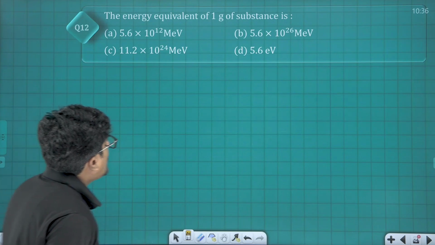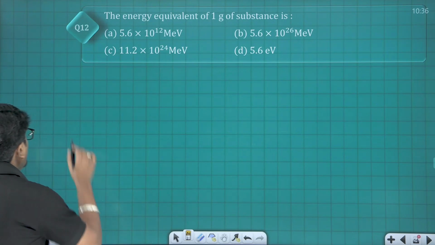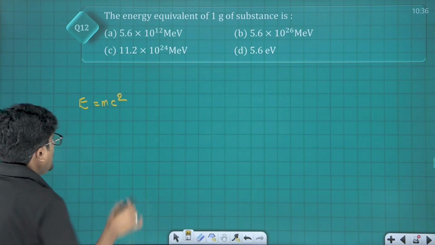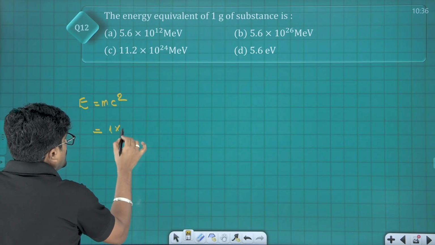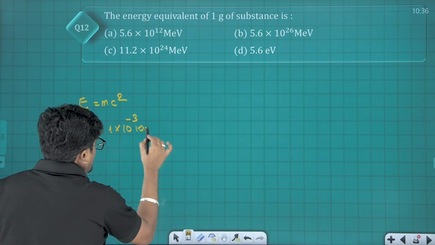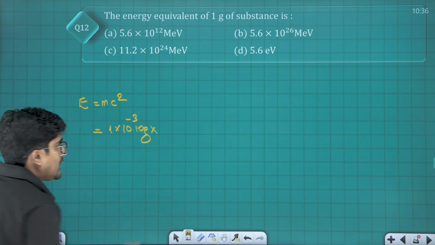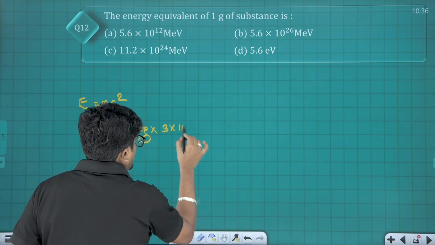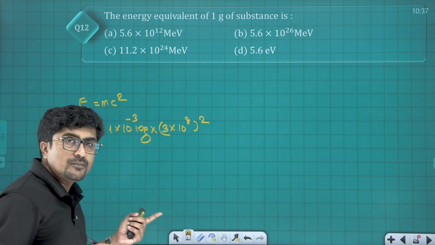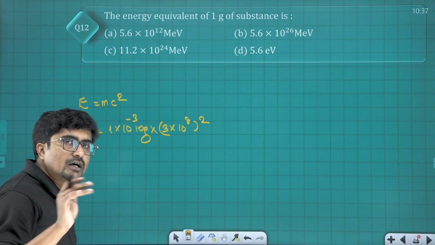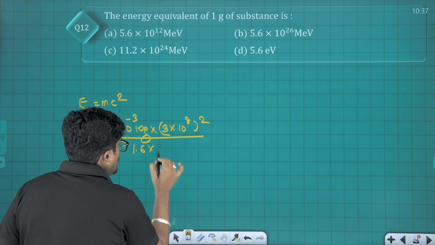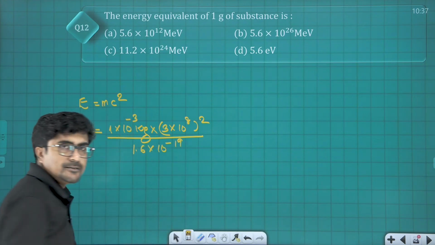The energy equivalent of 1 gram of substance is, we all know that E equal to mc square. And what is the mass here? 1 into 10 to the power minus 3 kg, into c square, that is 3 into 10 to the power 8 the whole square. This is the energy value we are going to get in terms of joule. And if you want to convert this in terms of electron volt, that means this needs to be divided by 1.6 into 10 to the power minus 19.